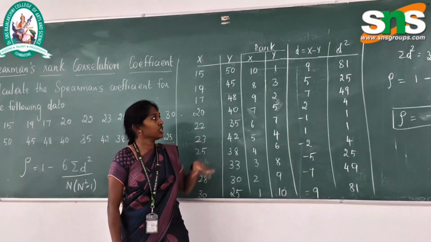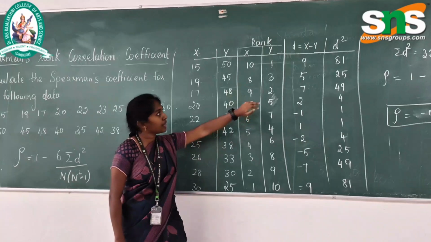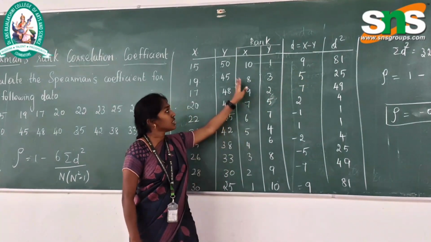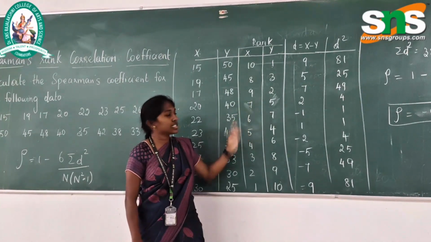that is the x and y. So next we are going to find the difference. For the difference we are going to subtract both values, that is the rank of x minus the rank of y. So this is the value of rank of x and rank of y. We are going to subtract these two.